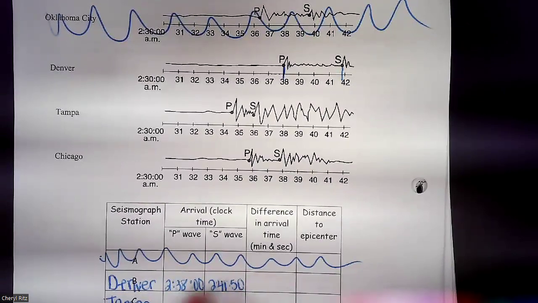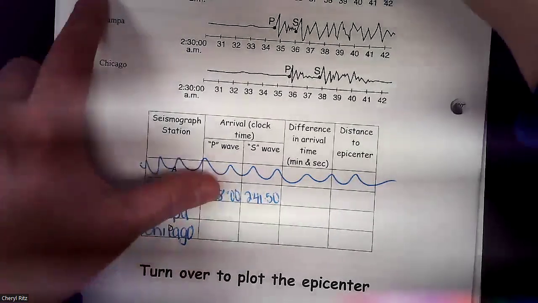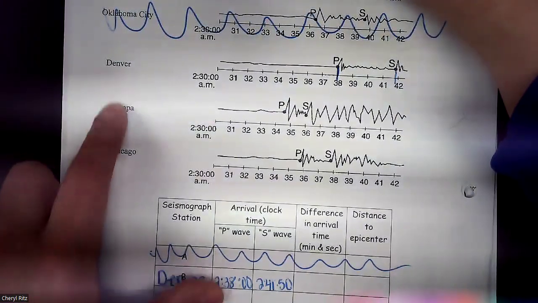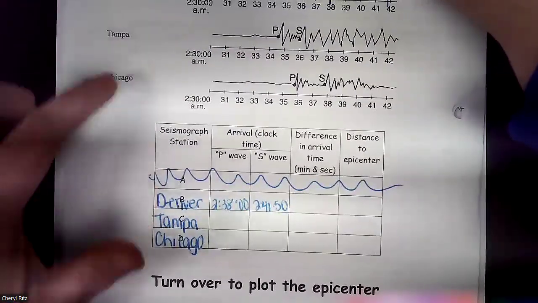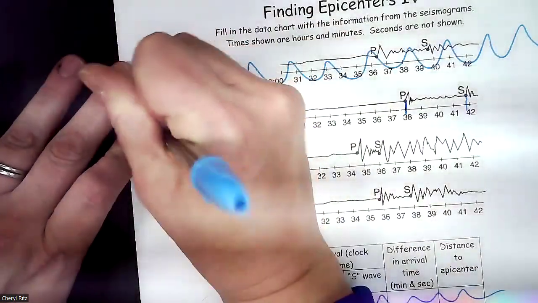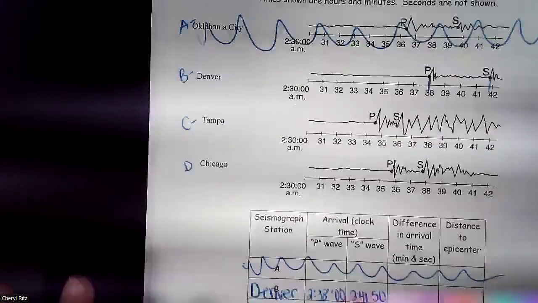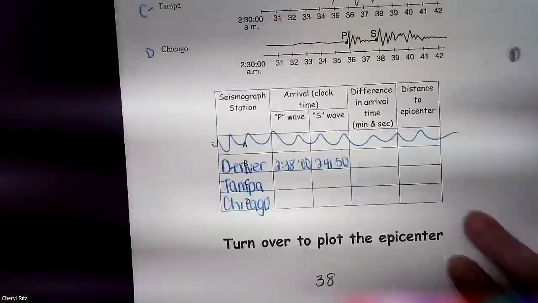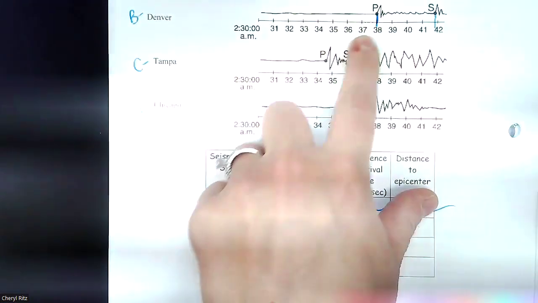We crossed off A down here, and then I just pointed out to you that instead of B, C, and D, Denver would have been B, Tampa would have been A, and Chicago, I'm sorry, B, C, D. I can't speak. So Oklahoma City would have been A, Denver would have been B, C, and then D, but we got rid of A. So we did the arrival time for Denver for the P and S waves together.